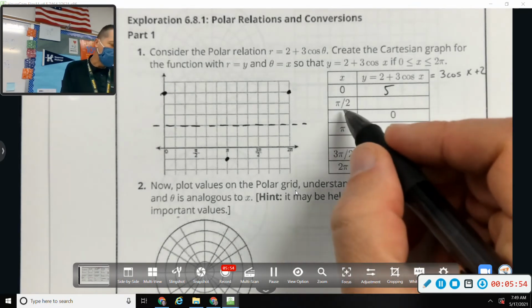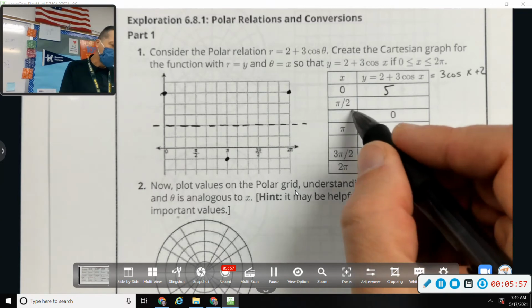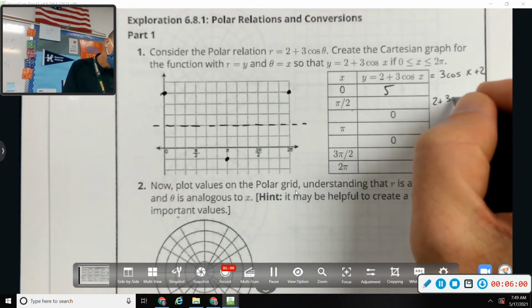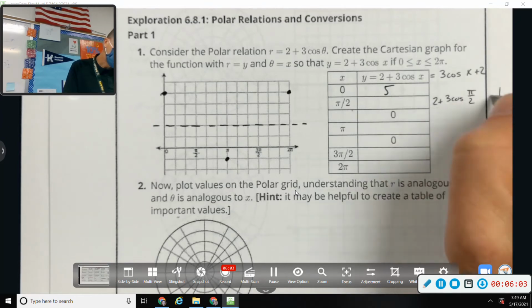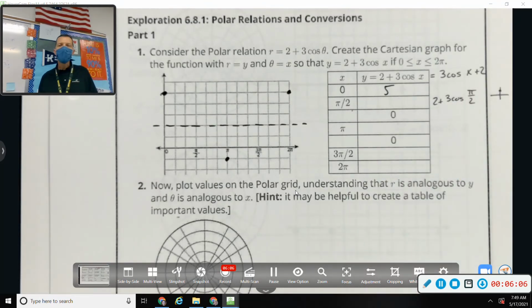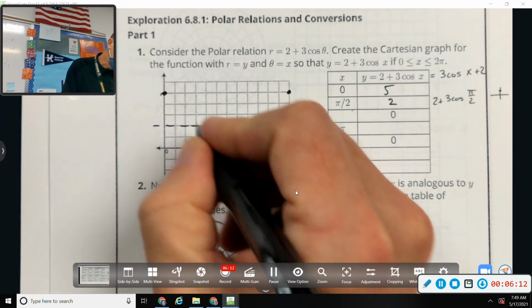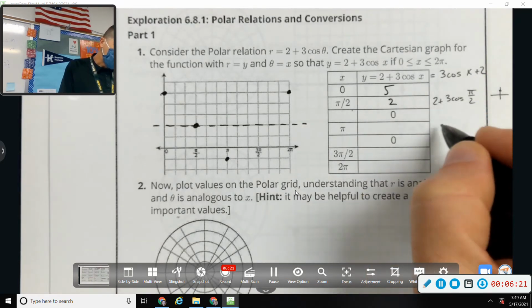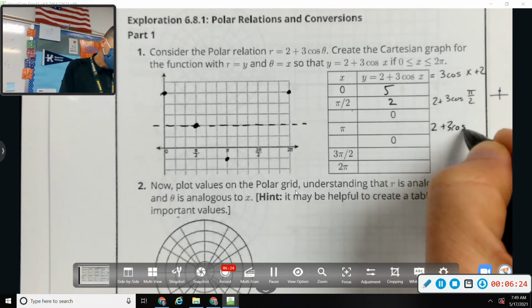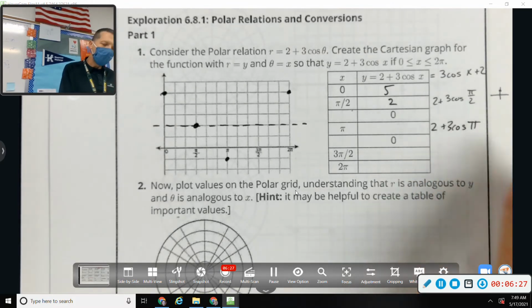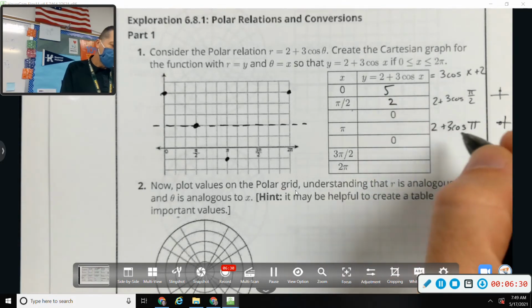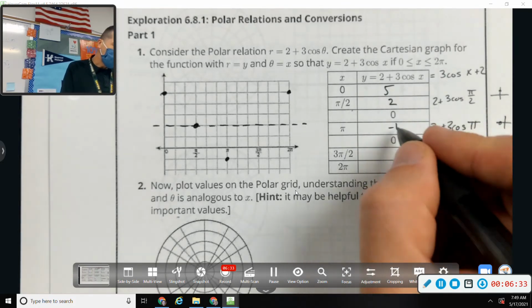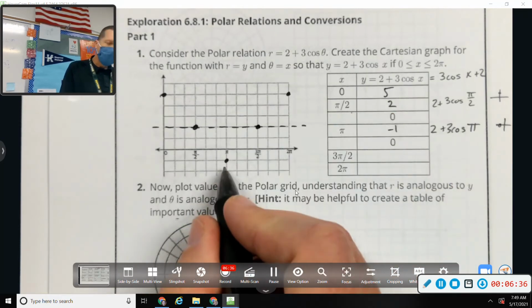This is kind of jumping back and forth, but let's check one in the table here. If I plug in pi over 2, 2 plus 3 cosine pi over 2. Well, the cosine of pi over 2 is 0. So at pi over 2, I'm up at 2, which is what we would expect based on what we know about how that graph should look. At pi, 2 plus 3 cosine pi. Cosine of pi is negative 1. So 2 minus 3 is negative 1, which is what we thought would happen.